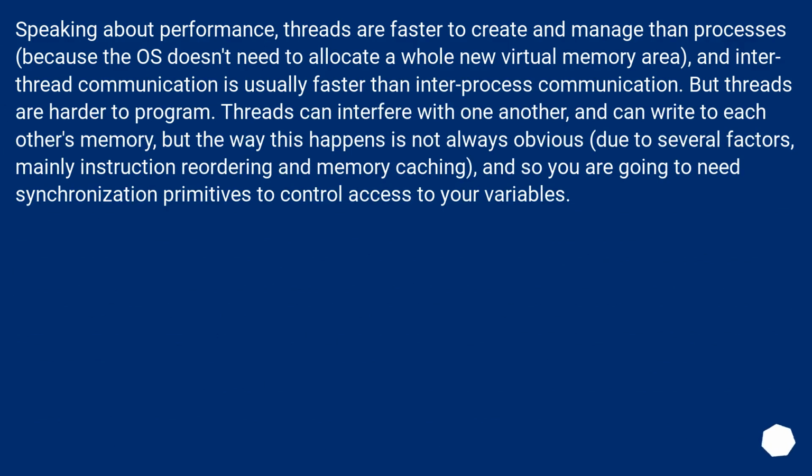Speaking about performance, threads are faster to create and manage than processes, because the OS doesn't need to allocate a whole new virtual memory area, and inter-thread communication is usually faster than inter-process communication. But threads are harder to program. Threads can interfere with one another, and can write to each other's memory, but the way this happens is not always obvious, due to several factors, mainly instruction reordering and memory caching, and so you are going to need synchronization primitives to control access to your variables.